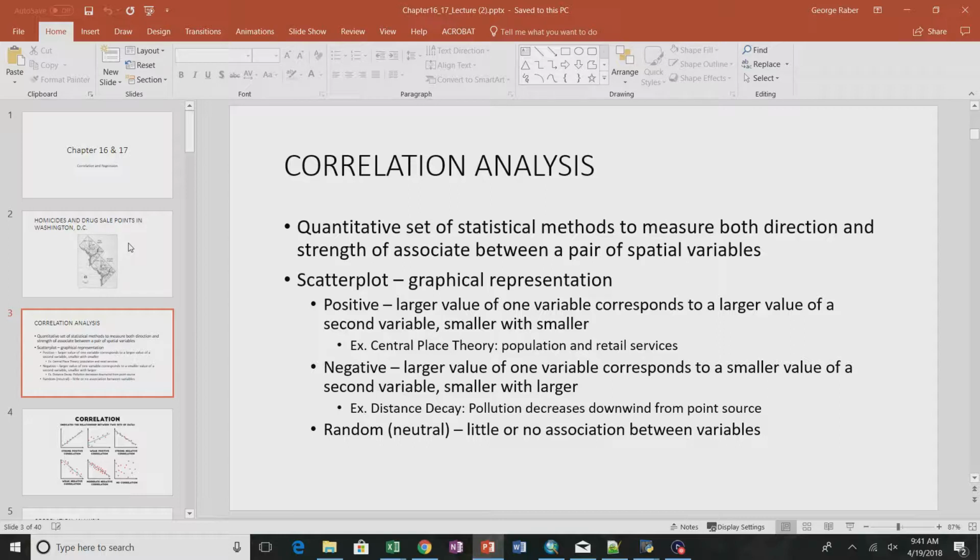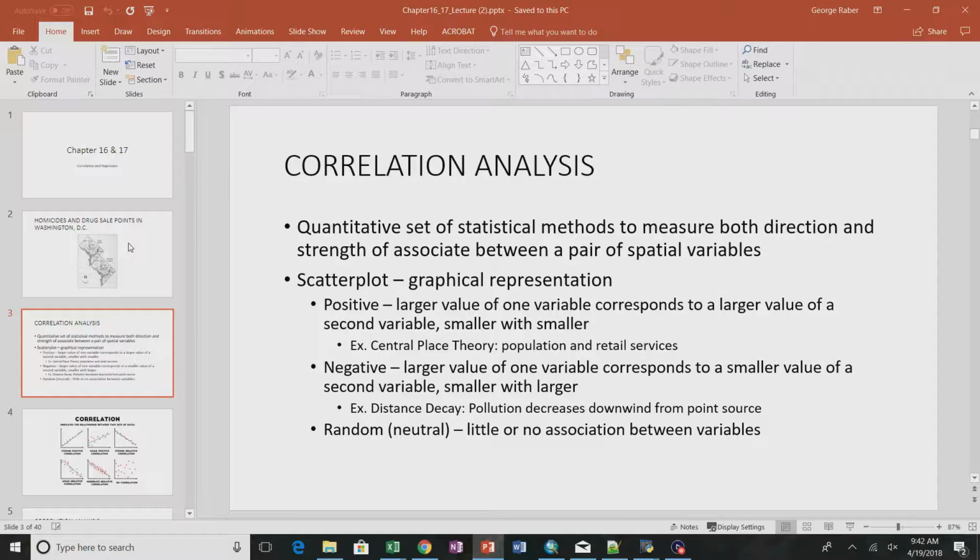A graphical representation of a relationship can be seen in a scatter plot. A scatter plot is a common tool for this purpose. I think most of us have seen scatter plots. We'll see a few more today, but that's what a graphical representation looks like. If we have a positive correlation, that means both variables get larger and smaller together. One example is central place theory: there is a presence of more retail services as population increases.